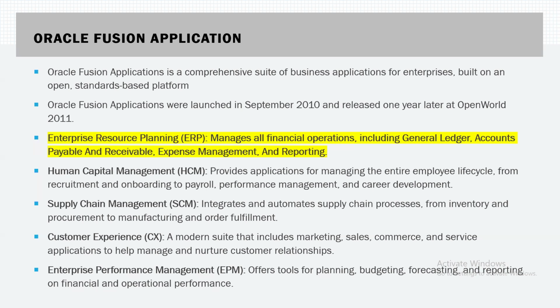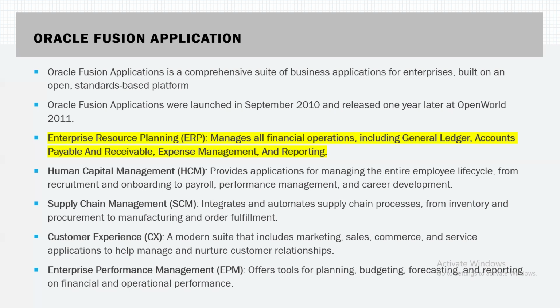HCM is nothing but employee related: employee processes, payroll activities and everything. Coming to SCM, it is inventory management and supply chain management activities. Customer experience is a service request oriented application. And EPM is related to reporting, a reporting tool.